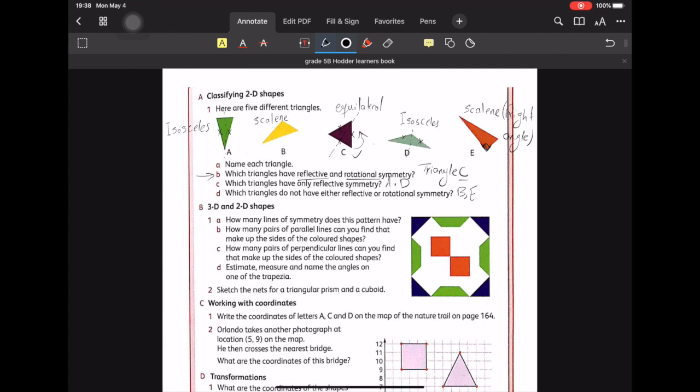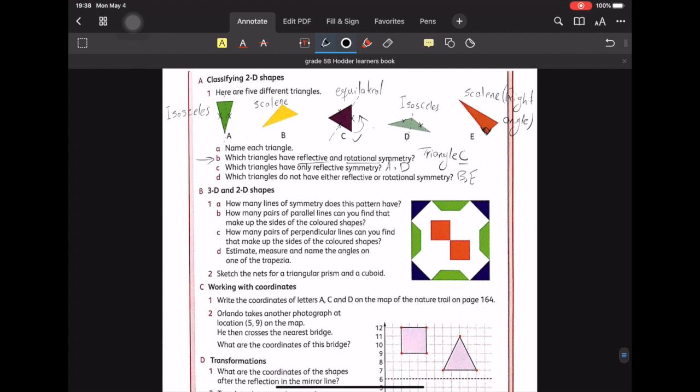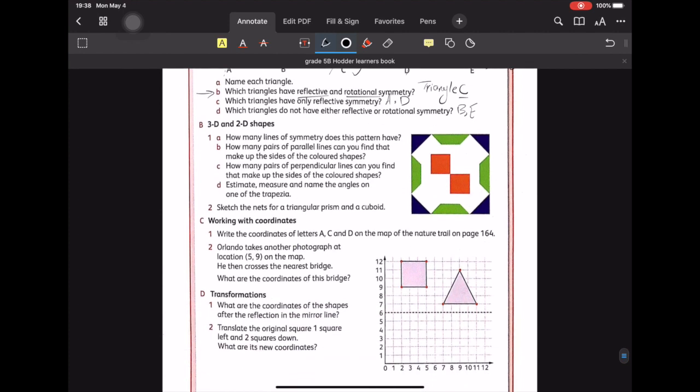Part B, 3D and 2D shapes. How many lines of symmetry does this pattern have? Listen, if I want to draw my line of symmetry horizontally, once I fold this part over the other one, this square is going to appear here. So it's not going to be the same because we didn't have a square here. So I cannot accept this one. It's impossible.